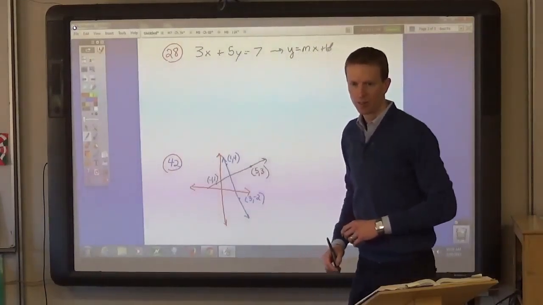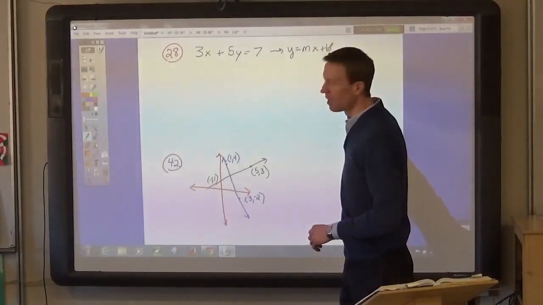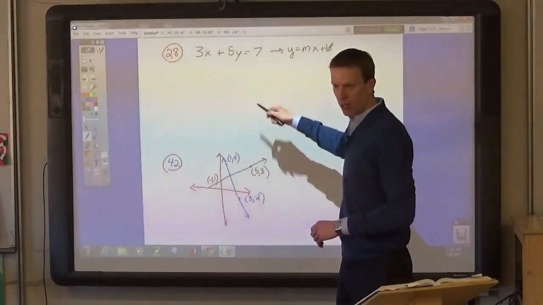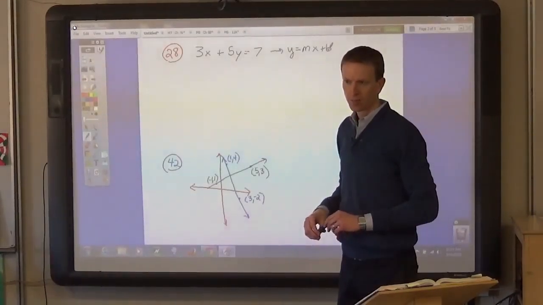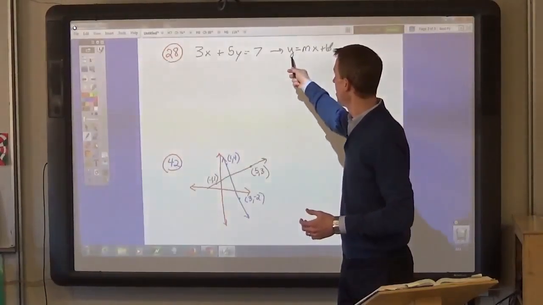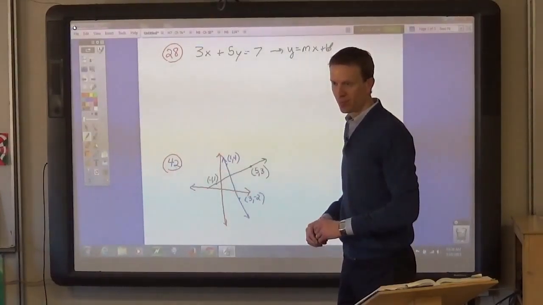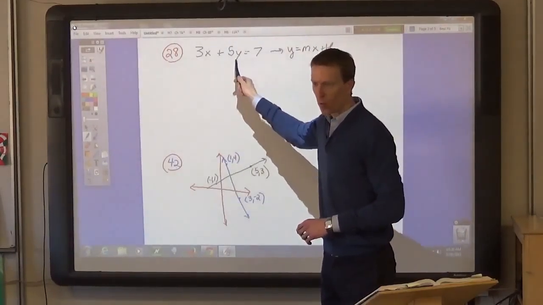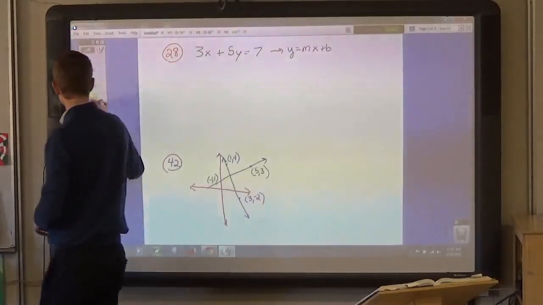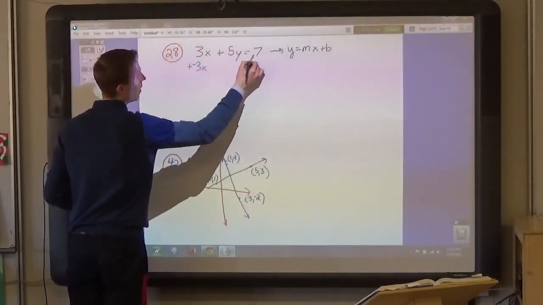Because then we have the slope, we have the y-intercept, and we can work with those two numbers. Okay? So, how do you get this into y equals mx plus b? Yeah, we have to solve this for y. So we have to add -3x to both sides.